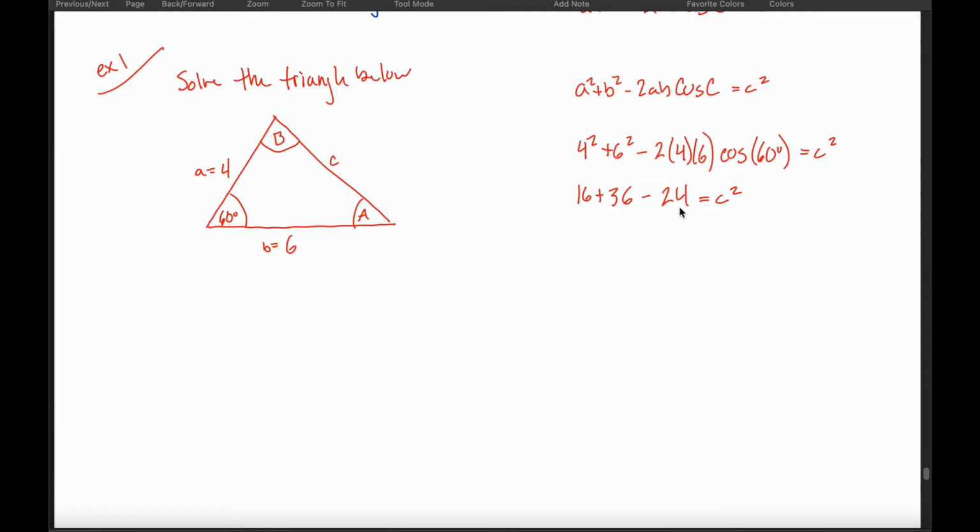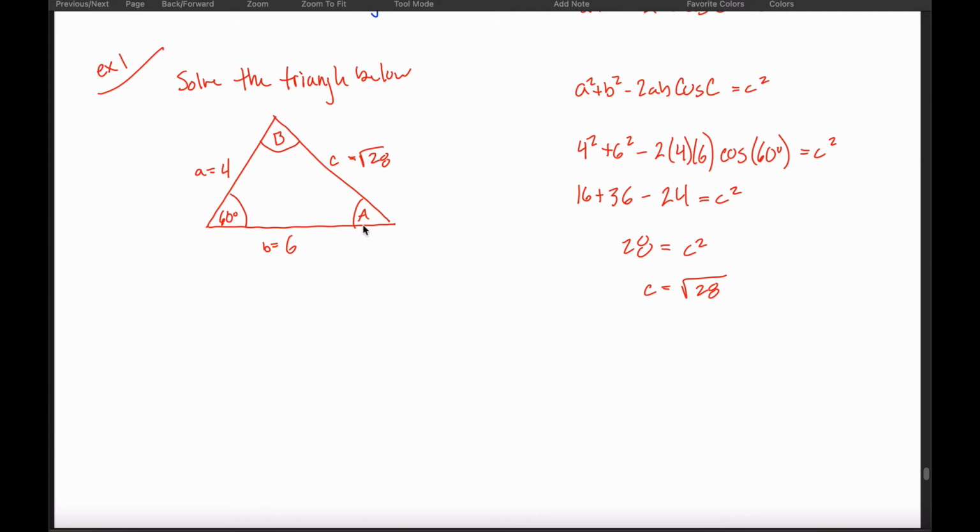Let's see, 36 minus 24 is 12. 16 plus 12 is 28. So 28 is equal to c squared. So c is either plus or minus the square root of 28. But because I'm talking about side lengths, it must be the positive value. c is just the square root of 28. Now I have all three side lengths, so all that's left to figure out are these remaining angles.